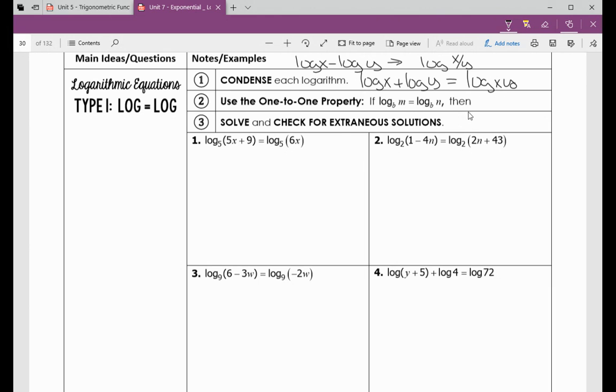These are the properties of logarithms that we worked on last Thursday and Friday when you guys were not here. So please make sure that you go back and do that.